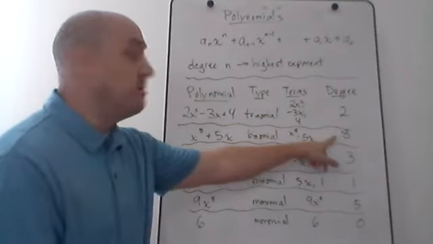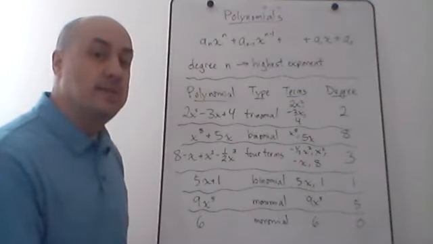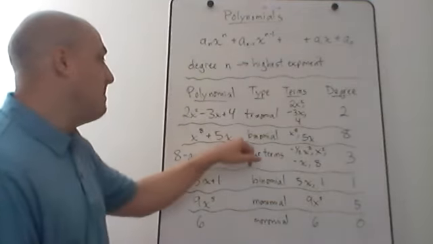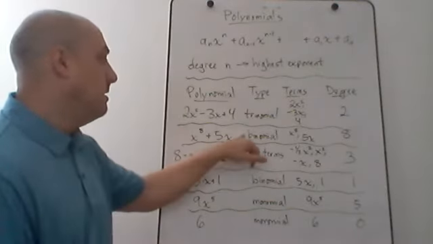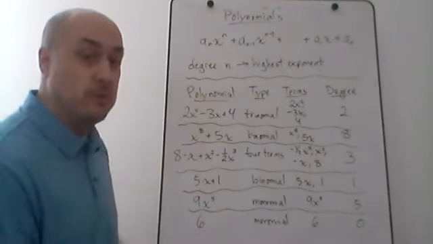And then this one has a degree of 8. The highest exponent, that x to the 8th power, makes it a degree 8 binomial. So it's an 8th degree binomial because it has an exponent of 8 and it has 2 terms. So 8th degree binomial is how we would classify this particular polynomial.